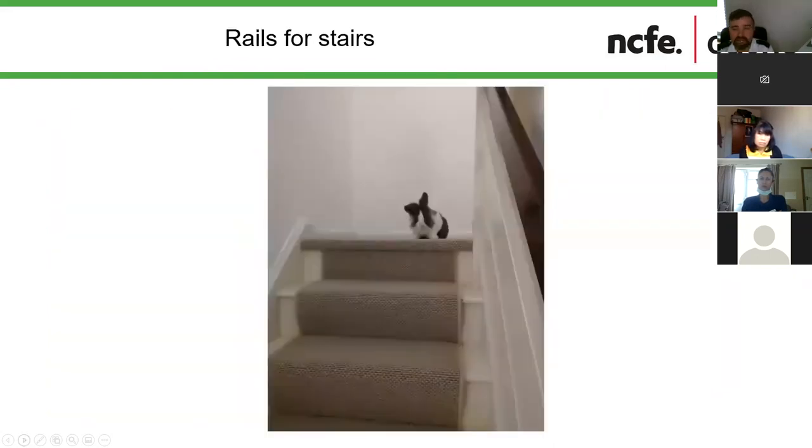So, I don't know why we've got a bunny on the stairs. I'm not sure of the relevance of the rabbit.